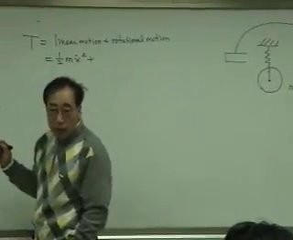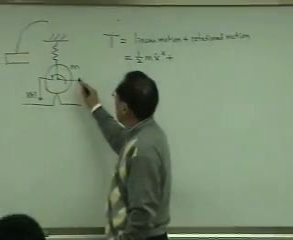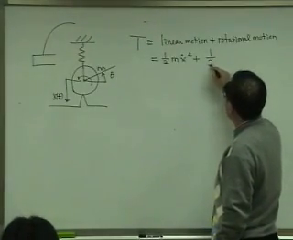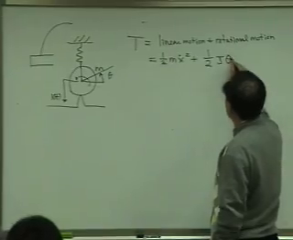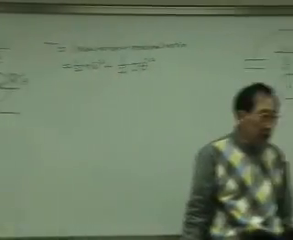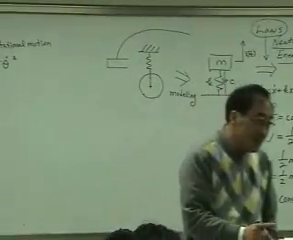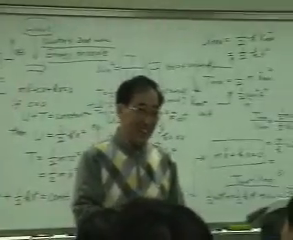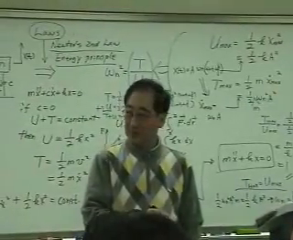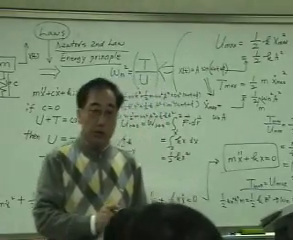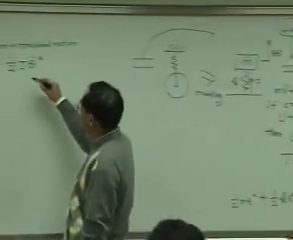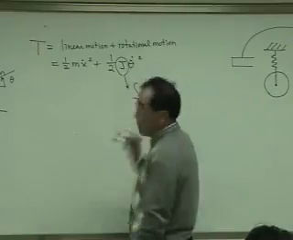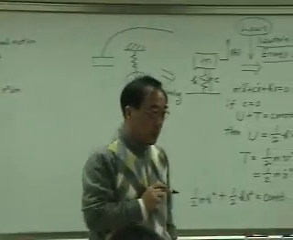Okay, I need a coordinate, right? So I say this is theta. And then I know that the kinetic energy of this wheel is 1/2 J theta dot squared, and what is J? Mass moment of inertia. Can you write this mathematically? Right? That is mass moment of inertia.